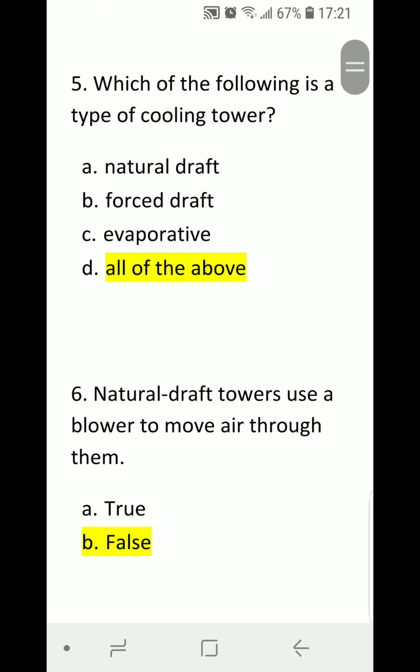Number 5. Which of the following is a type of cooling tower? A. Natural draft. B. Forced draft. Forced draft is also called induced draft. C. Evaporative, or D. All of the above? Correct answer is D. All of the above.